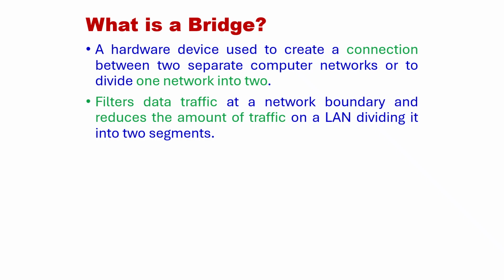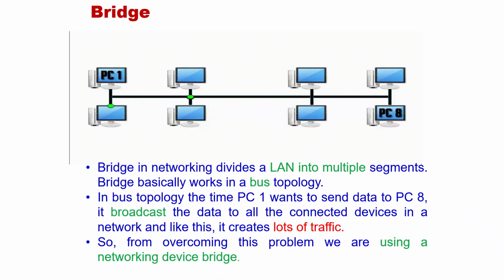The next type of device that we are going to see is the bridge. A bridge is a hardware device used to create a connection between two separate computer networks, or to divide one network into two. It is used to filter the data traffic at a network boundary and also reduce the amount of traffic on a LAN by dividing it into two segments. This is an example of a bridge.